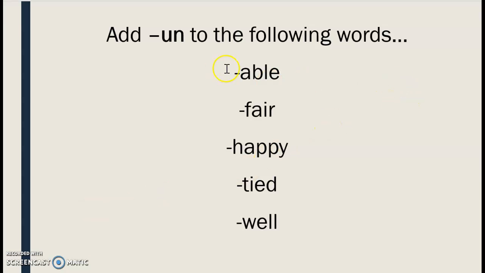So we have these words: able, fair, happy, tied, and well, and we can add un to the following words to make them the opposite. Unable, unfair, unhappy, untied, and unwell.